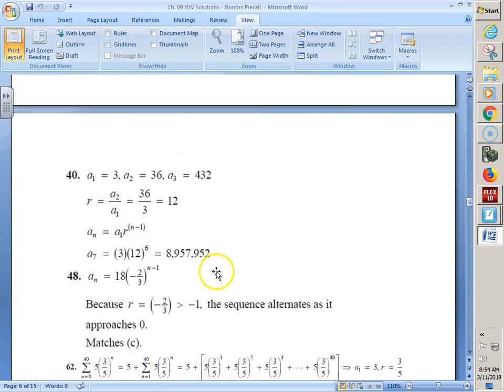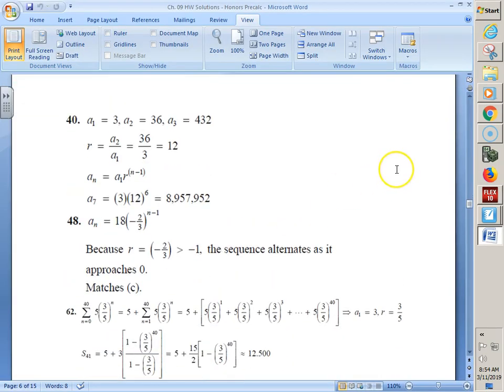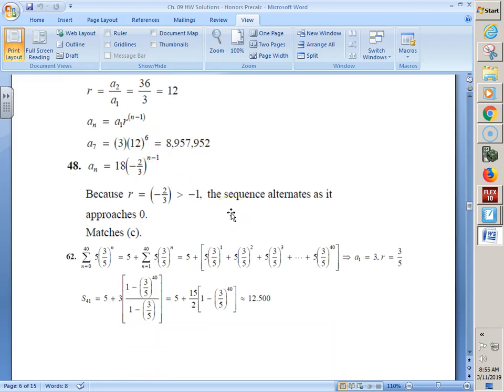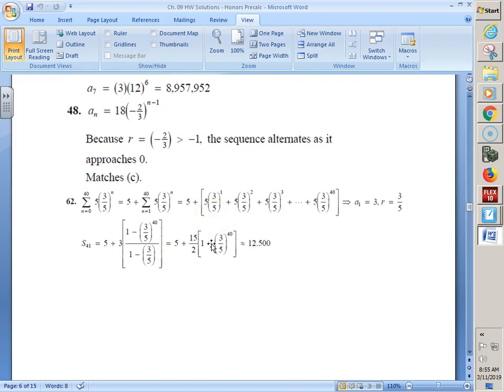All right. Number 40 gives you the first and the second and the third, and by division we figure out the common ratio is 12. But then they ask us for the 7th term. And instead of doing times 12, times 12, times 12 in your calculator, they use the nth term formula, and you get 8,957,952. Number 48 goes to letter C, because it's bouncing back and forth, and because of the 2/3, it's getting closer and closer to 0.